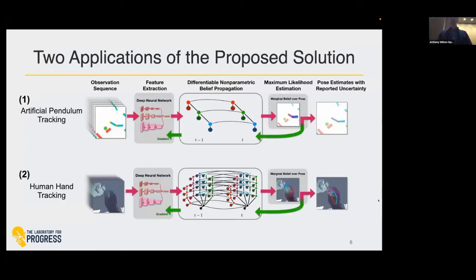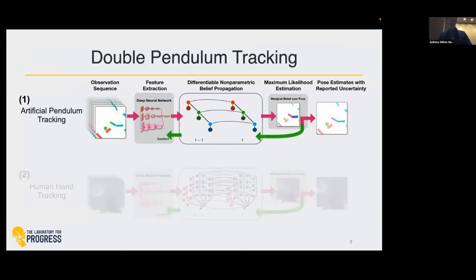We then looked at two applications of this proposed algorithm in this project. The first one that I'll highlight was a simulated data set where we try to track the pose of an articulated pendulum. In this case, we have color images coming into our model, and then they're fed through our differentiable nonparametric belief propagation algorithm. We train the algorithm to estimate the pose of the dumbbell pendulum in space as it swings amidst clutter, and then we apply the model at test time to unseen sequences.